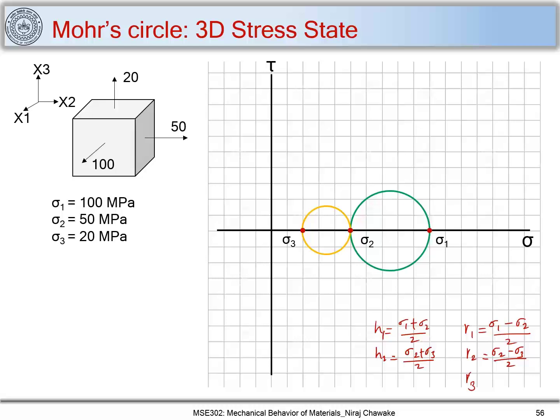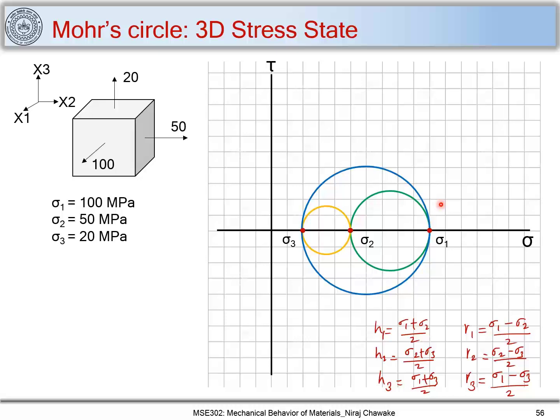Similarly, I can have R3, which is the circle between sigma 1 and sigma 3. Its radius will be sigma 1 minus sigma 3 upon 2, and its center should lie on the coordinate sigma 1 plus sigma 3 upon 2. So this is what will be H3. Now let me draw the third circle between sigma 1 and sigma 3. So this is a blue circle.